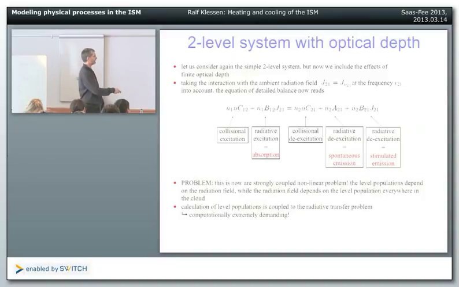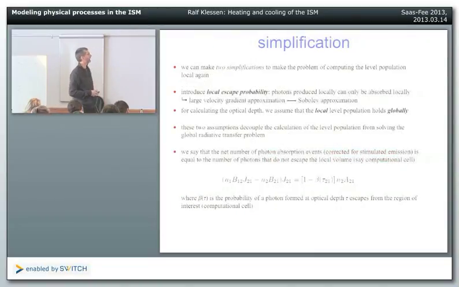So in order to calculate the level populations, we need to solve the radiative transfer problem. In order to solve the radiative transfer problem, we need to know the level populations. So it's a chicken and egg problem that we need to solve iteratively, or we try to make smart approximations that may work in some cases, often they do not. So what are these simplifications we can do?